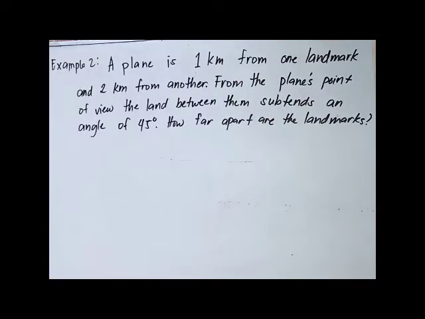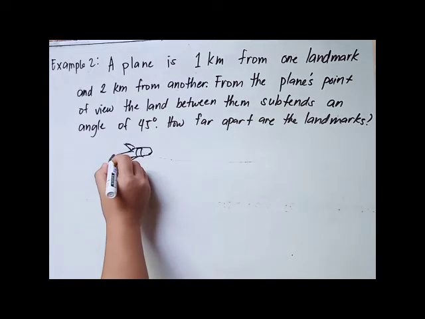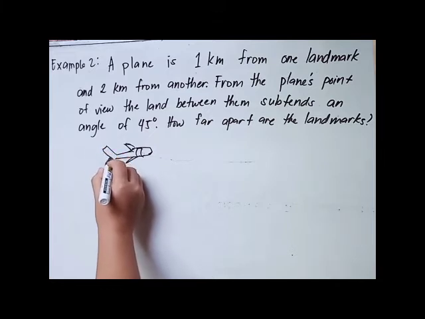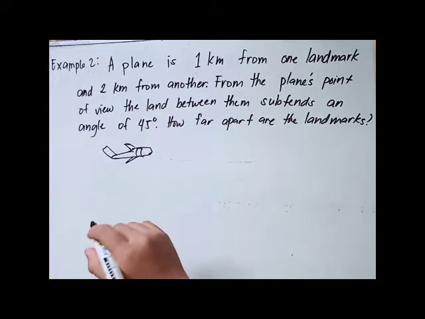Let us have another example. A plane is 1 kilometer from one landmark and 2 kilometers from another. From the plane's point of view, the land between them subtends an angle of 45 degrees. How far apart are the landmarks? So for example, this is the plane, and these are the two landmarks.